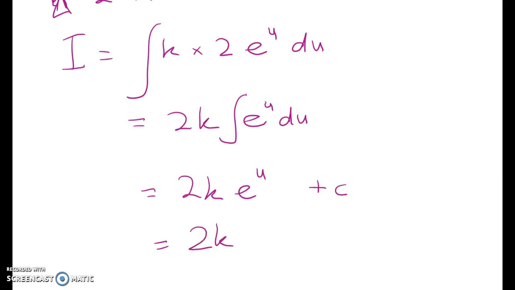And now we substitute back in that u is equal to sine of 0.5t plus c. So there you go.